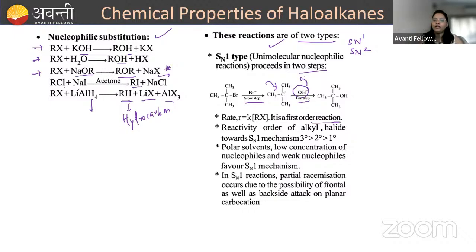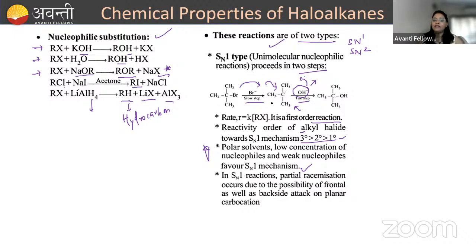Reactivity order: which reactant molecule will be more prone or very easily undergo nucleophilic substitution reaction? It all depends upon the nature of the carbocation formed here. So it follows the order tertiary, then secondary, then primary. So tertiary and secondary will be more prone to the substitution reaction as compared to the primary one. Polar solvents, low concentration of nucleophiles and weak nucleophiles favor the SN1 mechanism. This is very, very important. We need polar solvent and low concentration of nucleophile. Even though the concentration of nucleophile is low, the reaction is going to happen. Why? Because the rate only depends upon the first step.